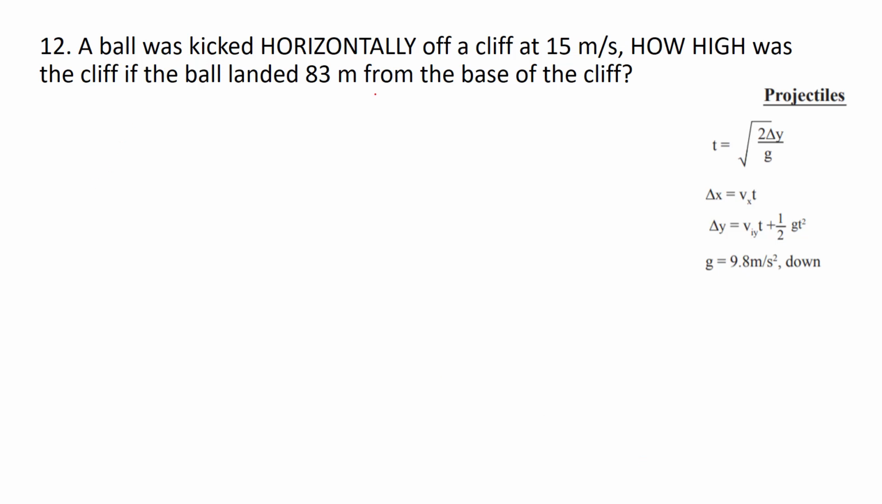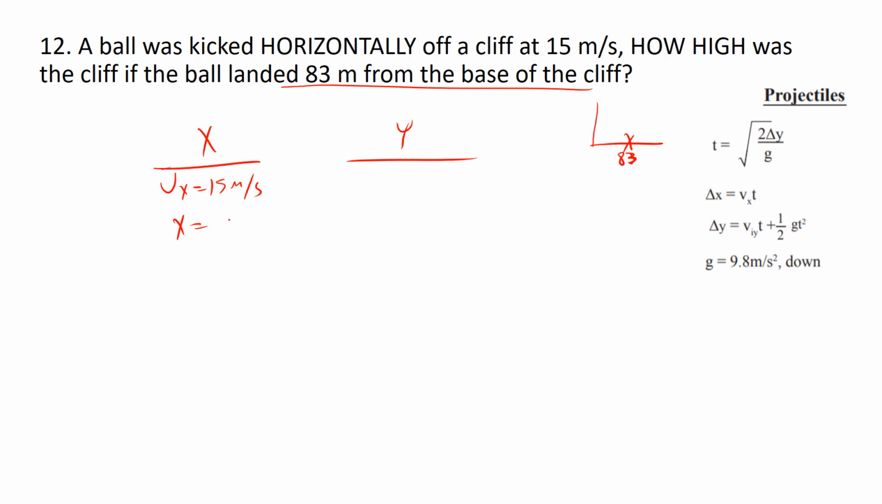Ball is kicked horizontally at 15 meters per second. How high was the cliff? Okay, so we have x and y givens. Our Vx is 15 meters per second. The ball landed 83 meters from the base. So what this is saying is right here is 83. So therefore that's going to be this, 83 meters. And the question is this right here: how high is the cliff itself?